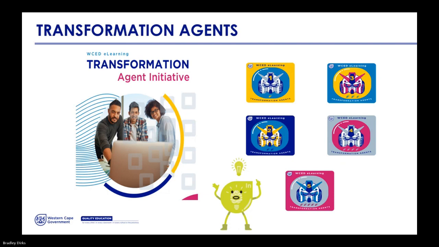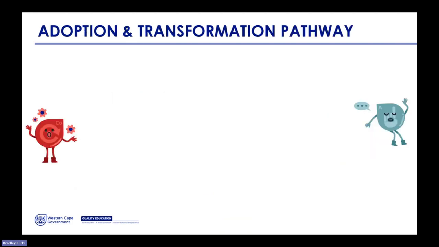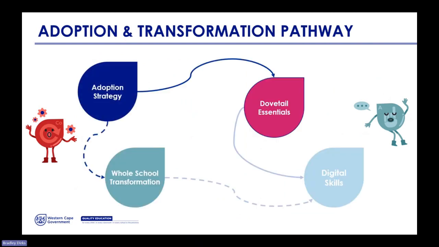Right. Then we'll just move on to the next one, the adoption and transformation pathway. Just going to get all of these on the screen. So the ICT adoption strategy is aimed at creating a transformational pathway, colleagues. The adoption strategy is a course that you do, and that course literally allows you to plan the pathway for your school, to help your school to become very equipped in the digital skills.